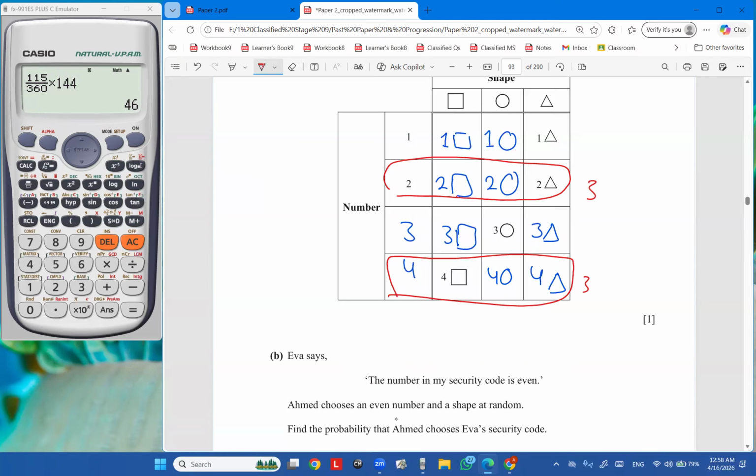Ahmed chooses an even number, just like her, and a shape at random. Find the probability that Ahmed chooses Eva's security code. Well, Eva's security code is actually 1 out of 6. We don't know which one exactly that Ahmed is going to choose. We don't even know which one that Eva chose. So the probability that Ahmed chooses like Eva is one out of the six that are possible, the six that have even numbers.